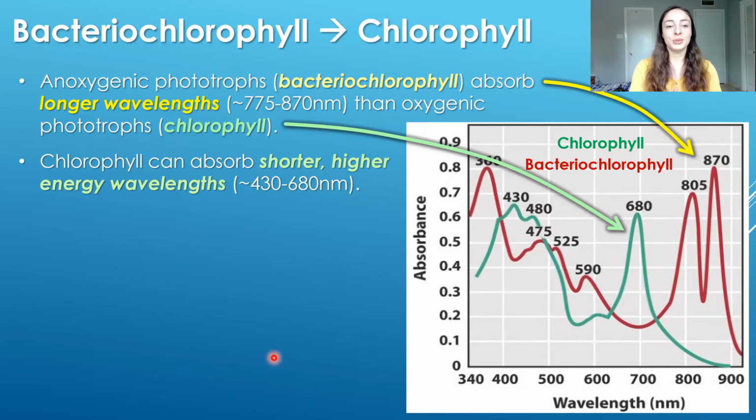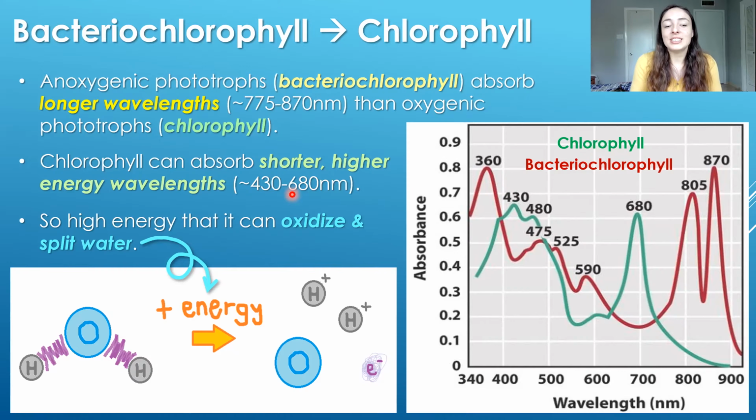Now finally getting to the switch from bacteriochlorophyll to chlorophyll. Bacteriochlorophyll and chlorophyll are both pigments used in phototrophs, but they absorb different wavelengths of light. Bacteriochlorophyll can absorb longer wavelengths of light, and chlorophyll absorbs anywhere from around 430 to around 680 nanometer wavelengths of light. And shorter wavelengths of light are actually higher in energy. And the higher the energy, the more stable compounds the organism will be able to break down through their metabolism that is charged by light energy.